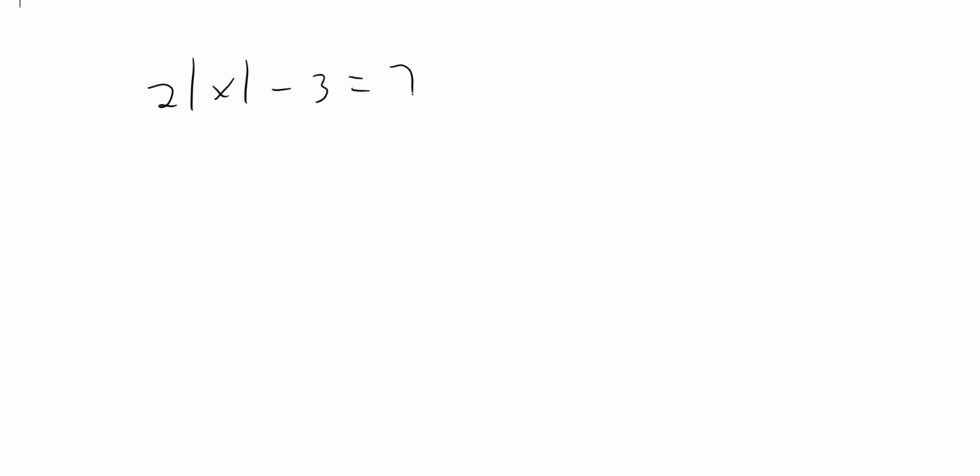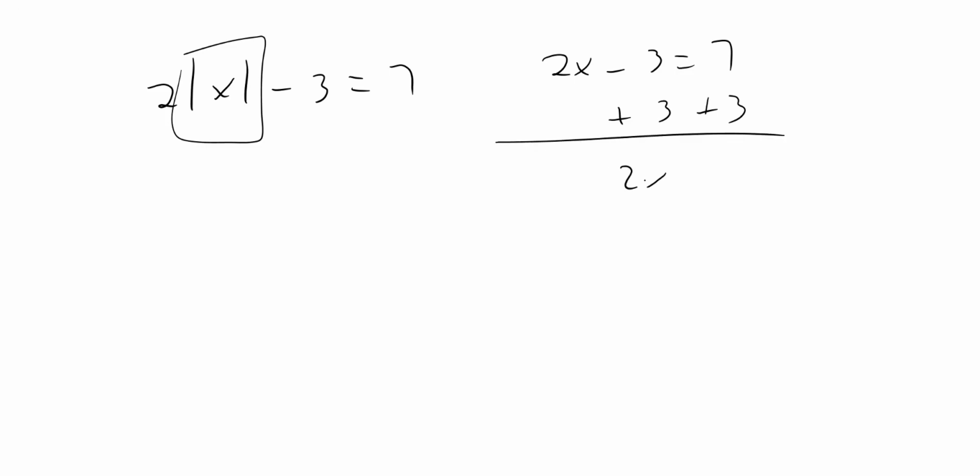Okay, so we need to isolate the absolute value. So it's like saying 2x minus 3 equals 7. Okay, this is kind of like a big x if you want to look at it. So 2x minus 3 equals 7. Well, don't you add 3 to both sides first for this one? So you get 2x equals 10.